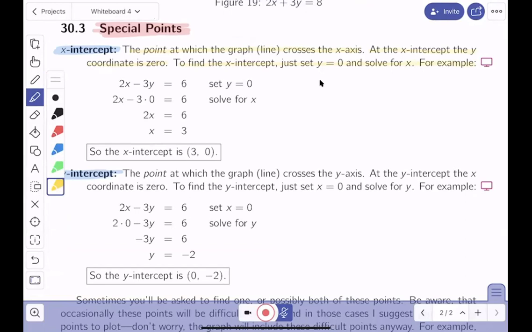For example, let's look at this example here, and let's follow what they said to do. To find the x-intercept, all you have to do is set y to be 0. So let's do that. What do you get? 2x, I keep doing it.